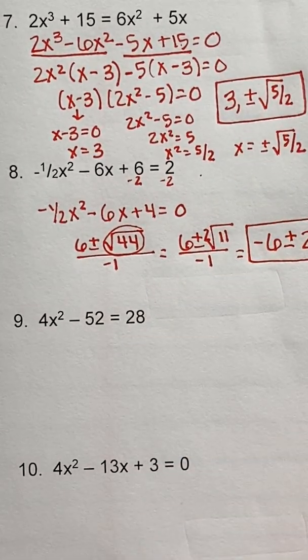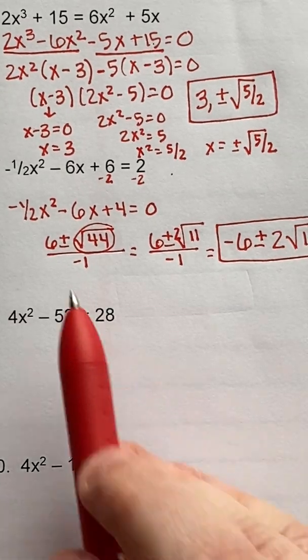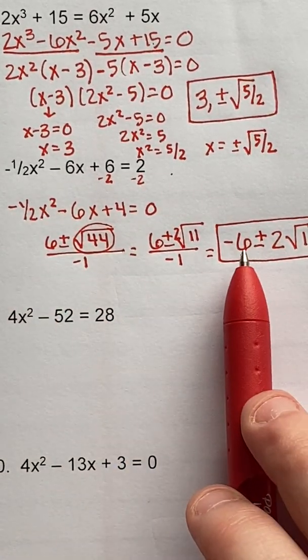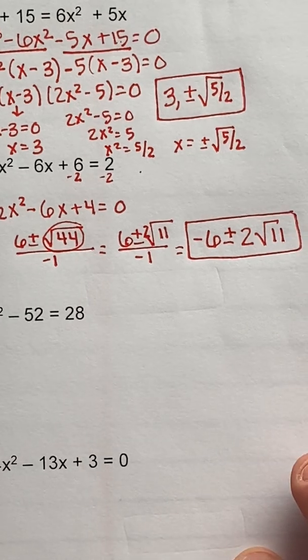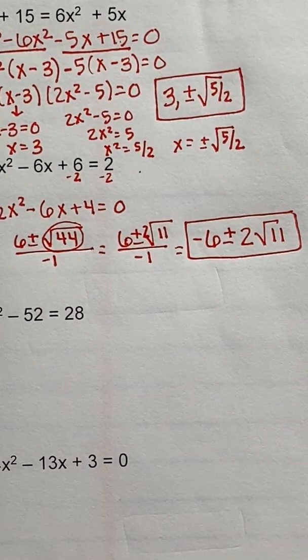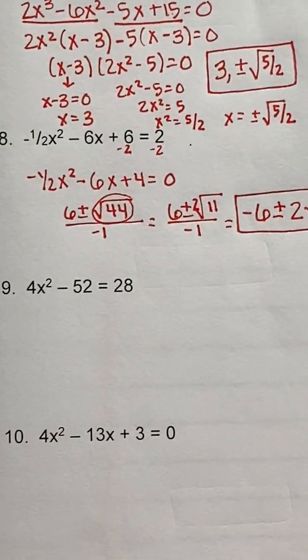Now, going back to my original problem, on number 8, highest power is 2, and I got out 2 solutions: negative 6 plus 2 on the square root of 11, and negative 6 minus 2 on the square root of 11. So I'm done. All right, then I get to number 9.